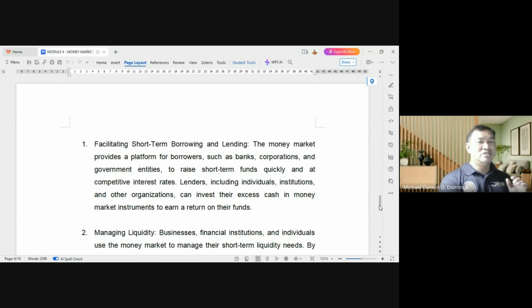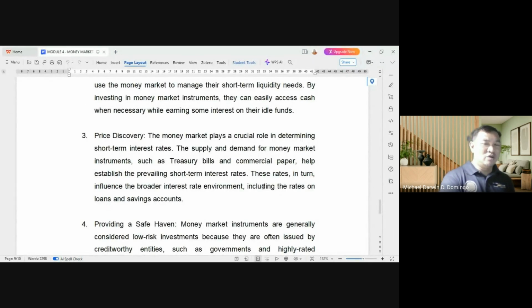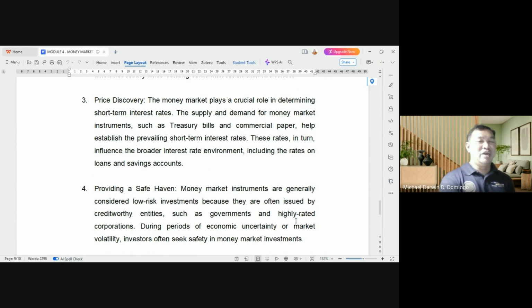Now, they also help in maintaining liquidity or managing liquidity. Okay, not only by individual or a company, but of course all financial institutions. Price discovery, the money market plays a crucial role in determining short-term interest rates. So hindi lang naman siya, pero they assist. Okay? Safe haven, ayan. Safe haven para sa mga investors.